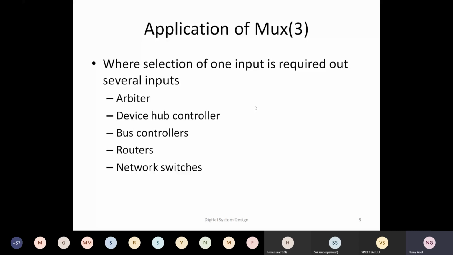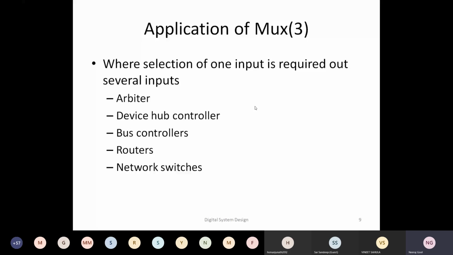So there are many devices which are connected. Now you would like to see which particular device should be connected to the host. Bus controllers will also have similar things, that a typical bus will have many masters and many slaves. You would like to see which particular slave should be connected to which master. And routers and network switches also have similar considerations, that there are multiple inputs coming and you have to send one of the inputs to the next output channel.